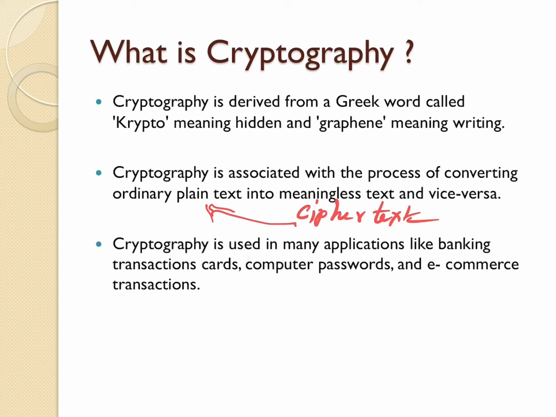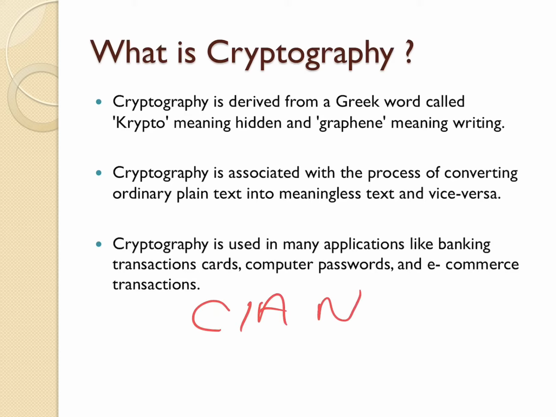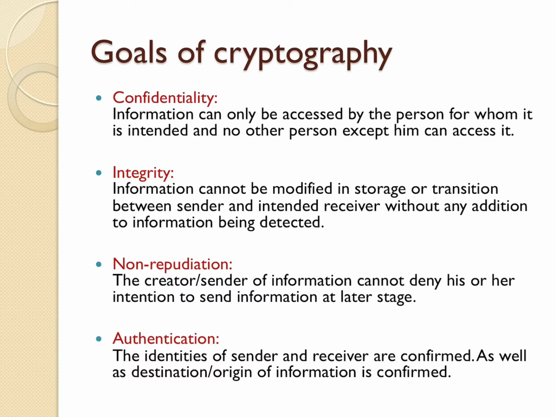This is the cryptography concept, and cryptography is mainly used in many applications like banking transactions, computer passwords, and e-commerce transactions. It also serves a security purpose. It ensures CIA, along with non-repudiation. These are the main goals that we are going to see. Next slide, we are going to see the goals of cryptography.